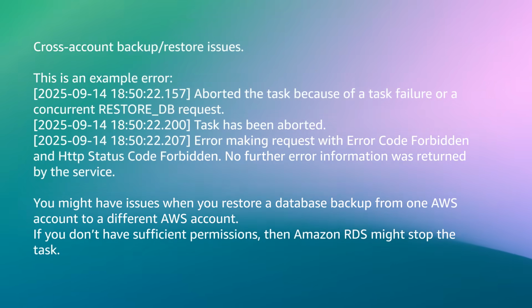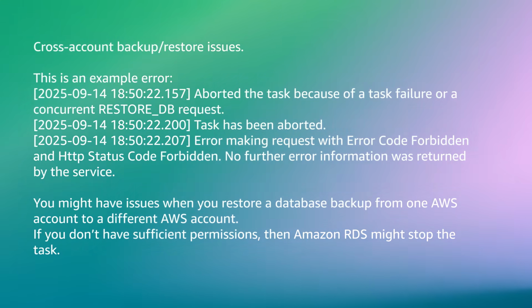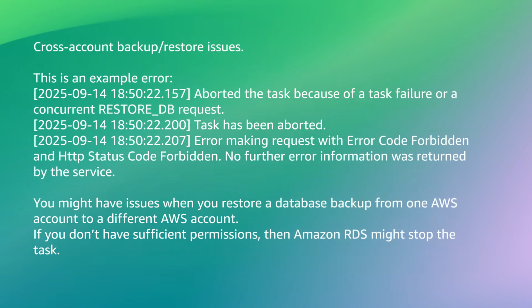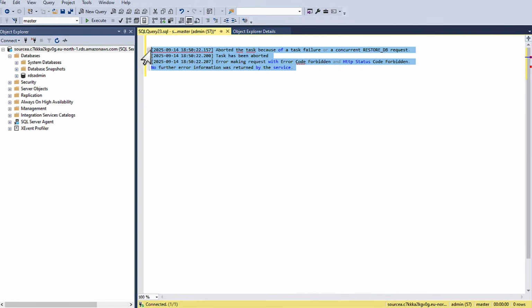Third, cross-account backup restore issues. This is an example of error for cross-account backup restore issues. You might have issues when you restore a database backup from one AWS account to a different AWS account. If you don't have sufficient permissions, then Amazon RDS might stop the task. For example, you might encounter issues when you store the backup file in the S3 bucket in account A and then restore to an RDS DB instance in account B. In this case, either the policy for the IAM role that's associated with the option group or the bucket policy that's associated with the S3 bucket lacks permission.